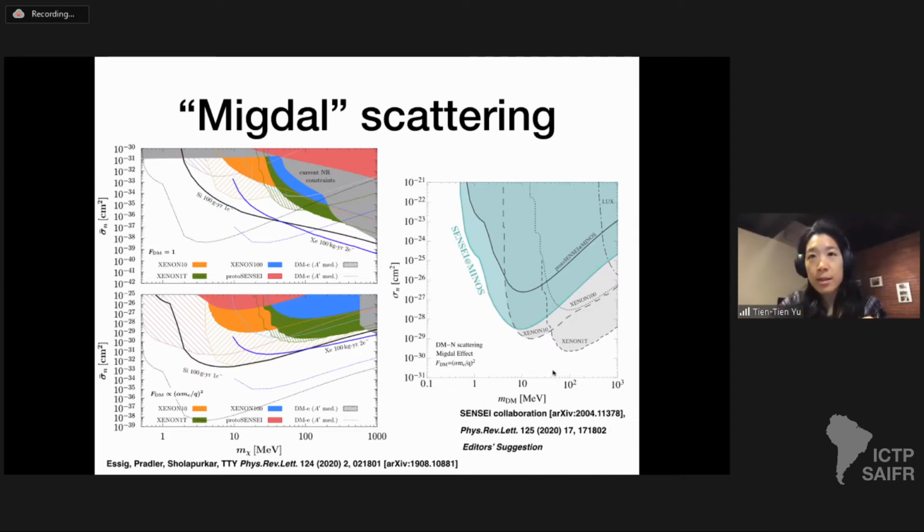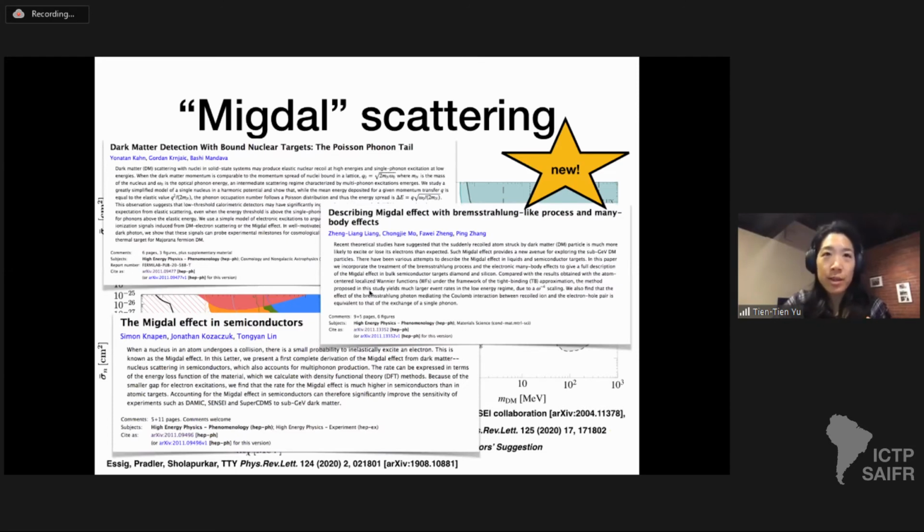So on the right-hand side is the latest result from Sensei. On the left-hand side is a figure from a paper with Josef, who's in the audience, looking at a heavy mediator and a light mediator and various projections. So, okay, I'm running short on time, so I won't delve too much into this. This is a really active area of research. Within the last month, these are all papers from November, there's been more work done on this Migdal scattering because theoretically there's still quite a lot of work to be done to understand this process. So it's another arena to keep an eye out.